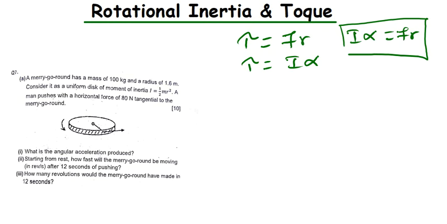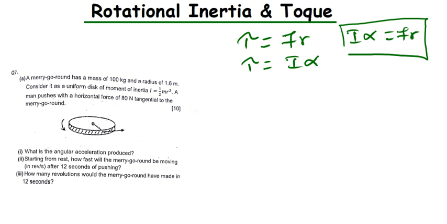Part one: what is the angular acceleration produced? Part two: starting from rest, how fast will the merry-go-round be moving, in revolutions per second, after 12 seconds? Part three: how many revolutions would the merry-go-round have made in 12 seconds? So let's start with part A. Part A is asking about the angular acceleration.